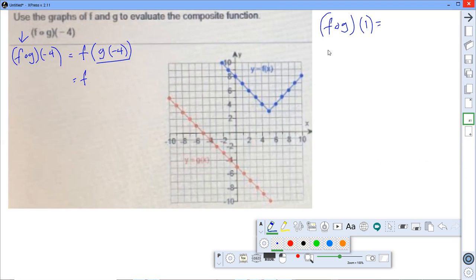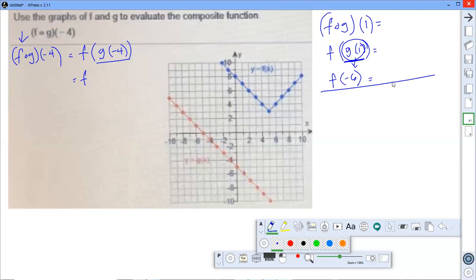Okay, so your outside function is f, your inside function is g. Now we need to find what is g of 1. So that will be f of whatever g of 1 is. You go to your g, g of 1 is this, so that's -6, f of -6. So now you have to look for f of -6. You look for -6 on f. Obviously, we cannot see it, so this one will not work.